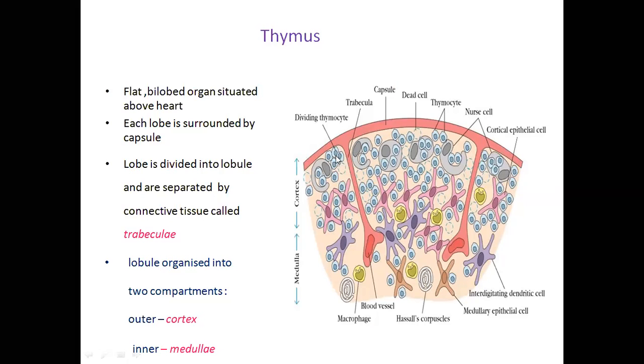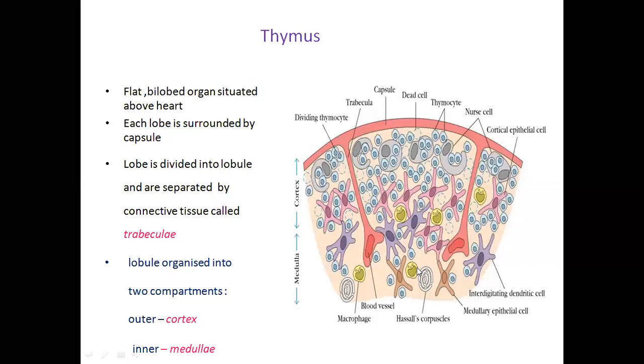Thymocytes are the thymus cells which are dividing. This division takes place here in the cortex area. This part of the cortex is known as trabecula. This area is known as capsule. Then the dead cells are also present here. These are all thymocytes. Then these are known as the nerve cell. And these are the epithelial cells, cortical epithelial cells.